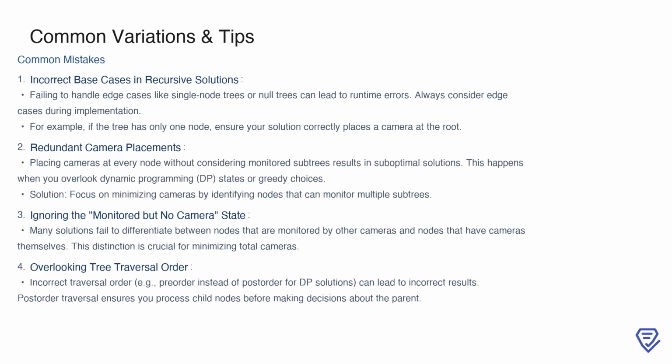To avoid this, focus on minimizing the number of cameras by identifying strategic nodes that can cover multiple subtrees, leveraging dynamic programming or greedy approaches. Another critical mistake is failing to distinguish between nodes that are monitored by a camera versus nodes that have a camera themselves. This distinction is vital for minimizing the camera count. Finally, traversal order is important. Using the wrong order, such as pre-order instead of post-order, can lead to inaccurate results. Post-order traversal ensures that child nodes are processed first, which is essential for making informed decisions about their parent nodes afterward.